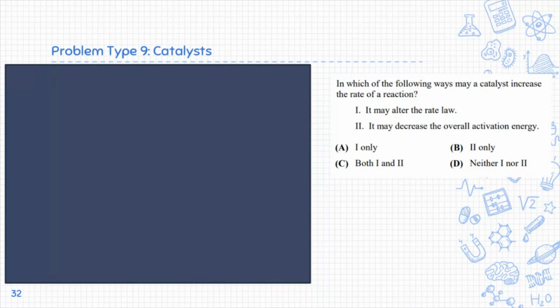Well, if you think about it, catalysts basically provide another way for a reaction to occur. And what that means is that there is another mechanism that is involved when a catalyst is introduced. Because there is a different mechanism, that probably means that it is possible for it to have a different rate law.